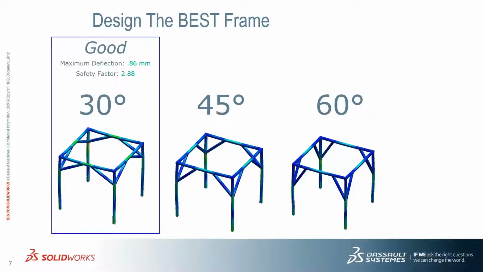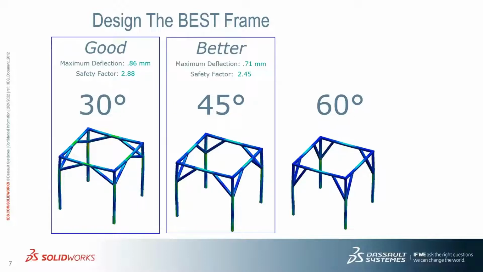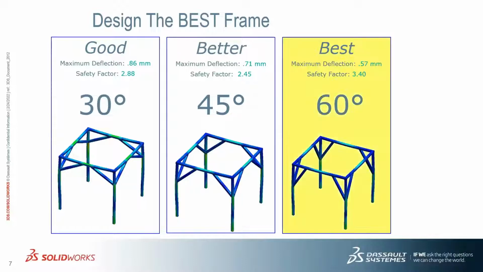The deflection for the 30 degree angle is 80.86 mm, and the factor of safety is 2.8. For 45 degrees it is 0.71, which is lesser, and the factor of safety is also lesser, though it is still above 2. So this is the best design. You can see the deflection is also less and the factor of safety is more.